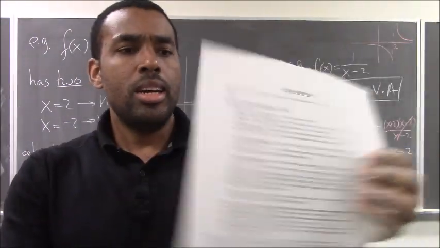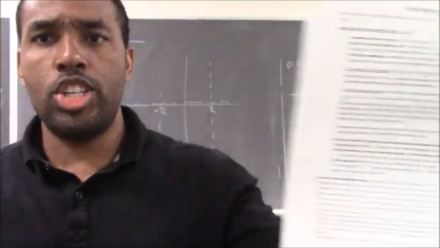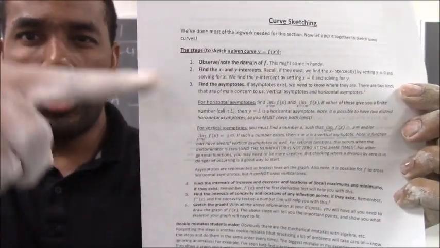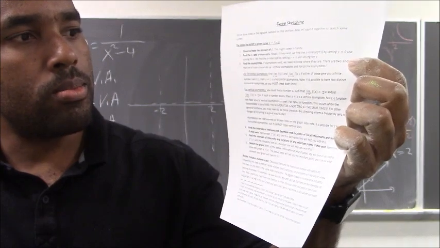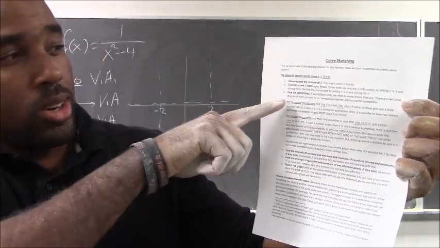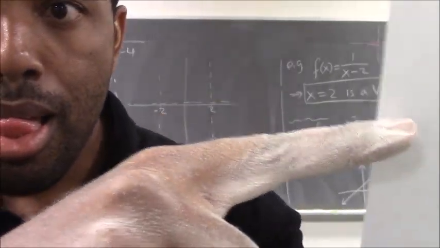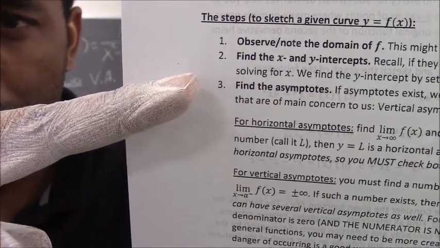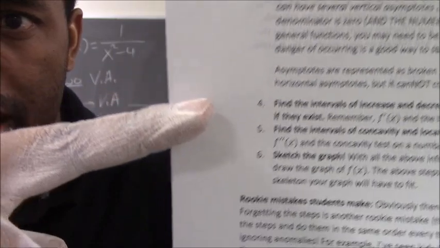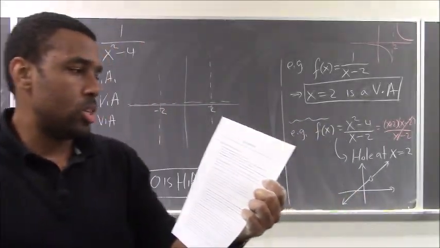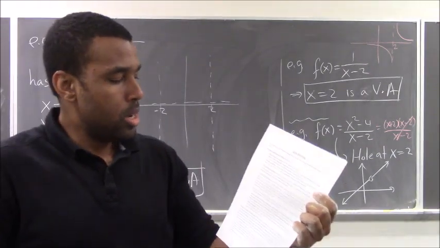It is double-sided. So on the first page, I show you the steps that you would want to go through in order to actually sketch a curve. There are steps in here that involve calculus, some do not. Notice that step 3 is to find the asymptotes. That's just one step in a 6-step process. So you are going to want to know how to do each individual step here.